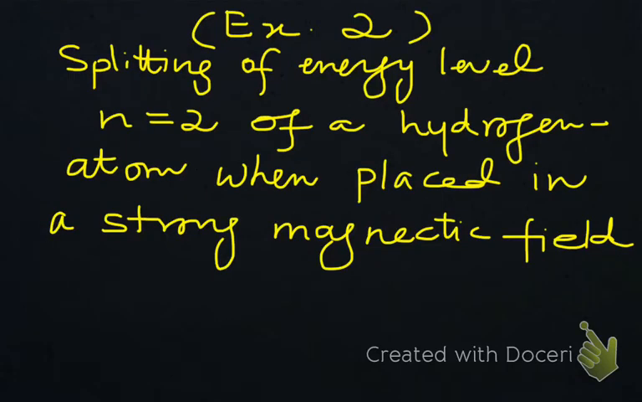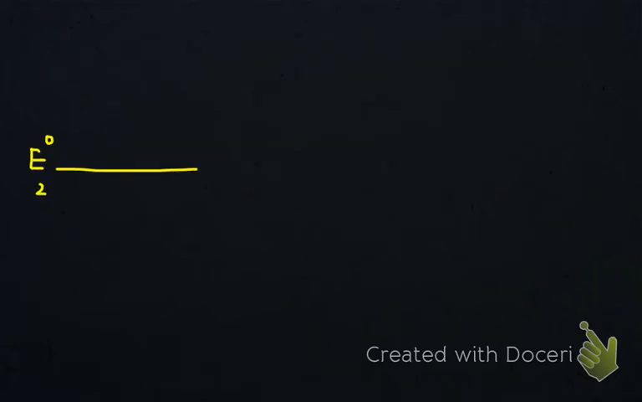Example 2 is splitting of energy level n equal to 2 of a hydrogen atom when placed in a strong magnetic field. For first excited state, n equal to 2 means degeneracy should be 8. We have 8 degenerate levels.